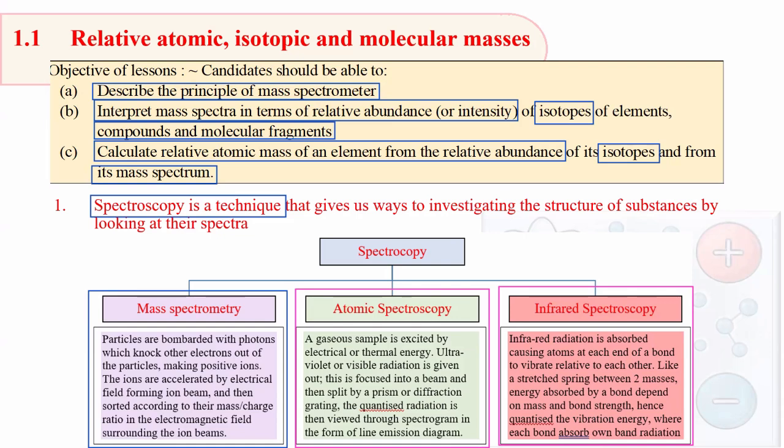Okay, so in chapter 1, we are going to have a look at mass spectroscopy. In chapter 2, we are going to have a look at the atomic spectroscopy. Without further ado, let's begin.